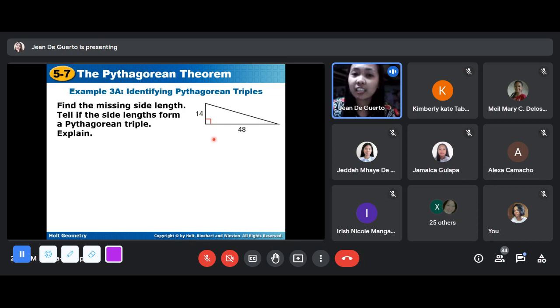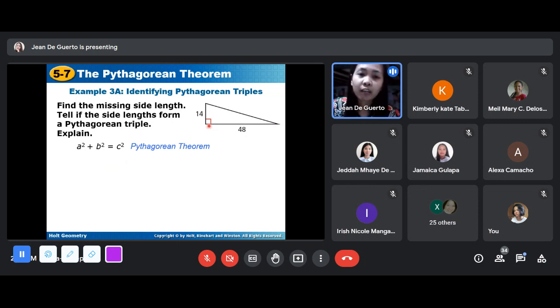So again, the side opposite the 90-degree angle is your hypotenuse. Ayan, may nakalagay explain. So apply natin yung Pythagorean theorem, yung A square plus B square is equal to C square. So, since unknown yung C, pwede nating i-bring down lang yan. Kung gusto nyong palitan yan ng X, pwede rin.